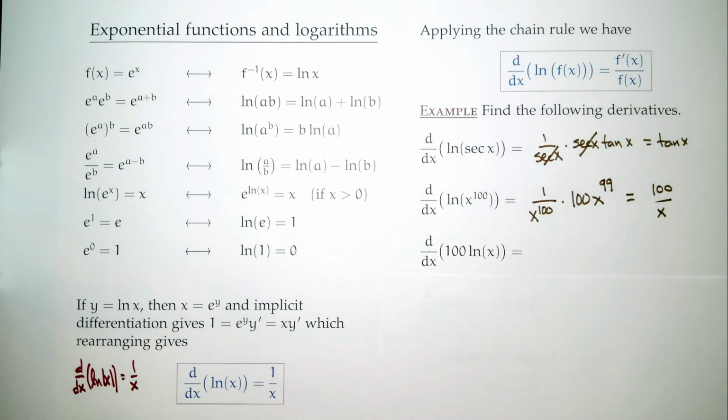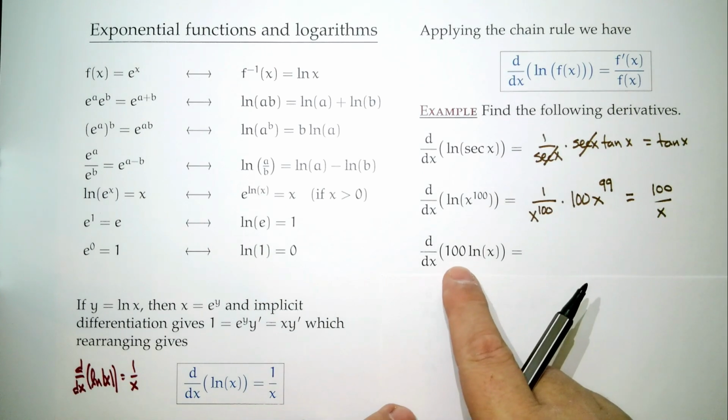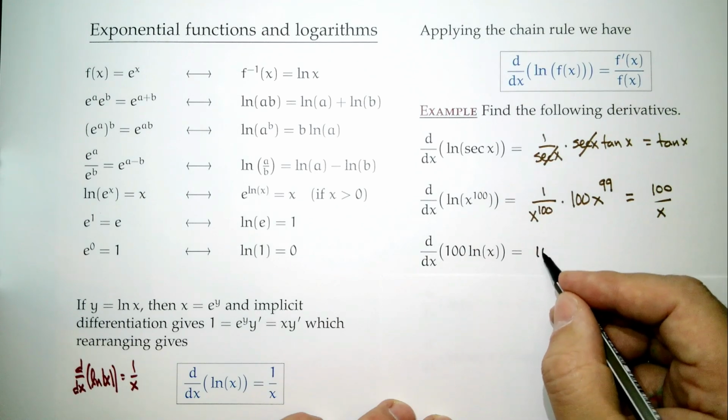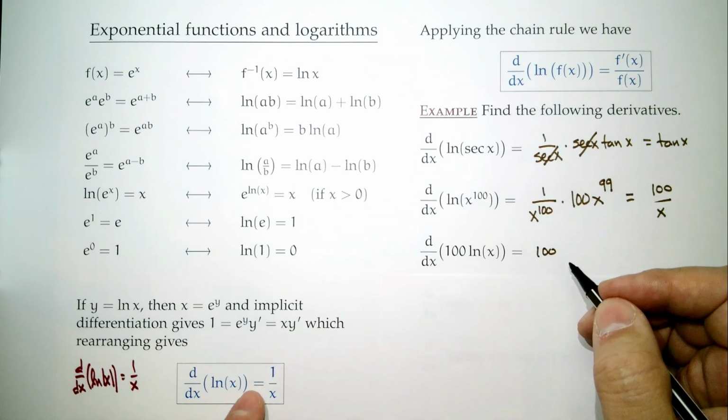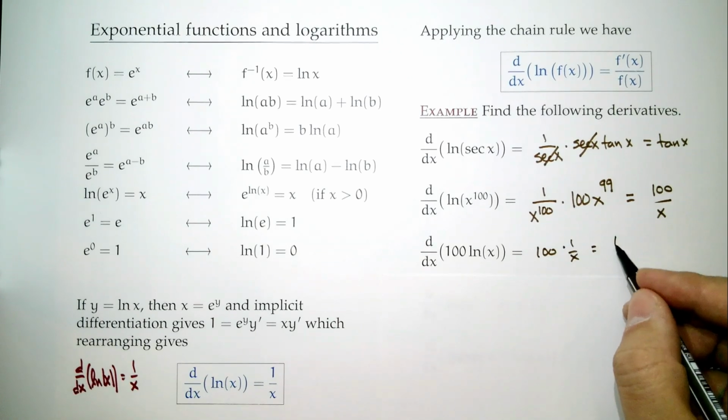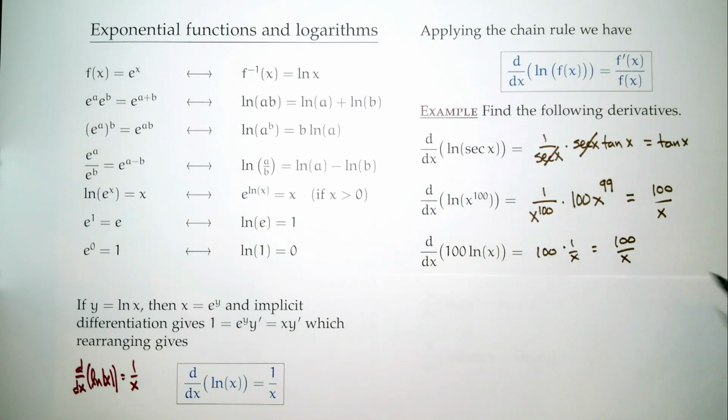What if we did the derivative of 100 times log of x? What would that be? Well, now we don't even have to do any fancy stuff at all. 100 is a constant, and the derivative of log x is right there. 1 over x, which is also 100 over x. Wait a second, that's the same thing as what we just did. Coincidence?